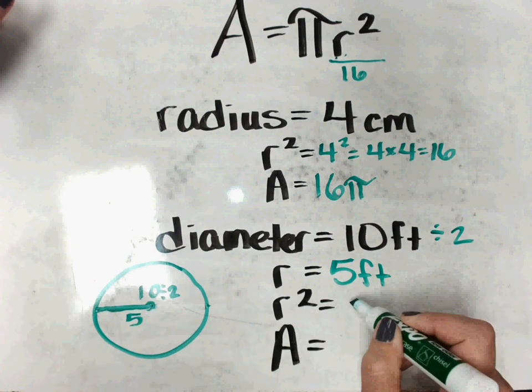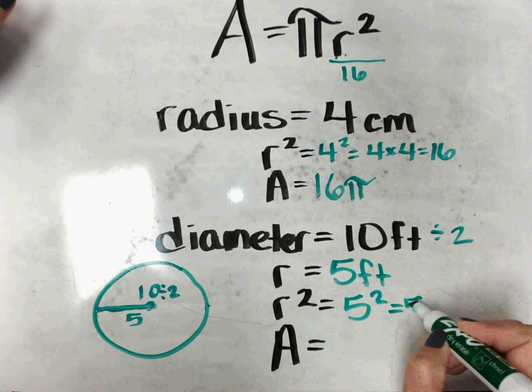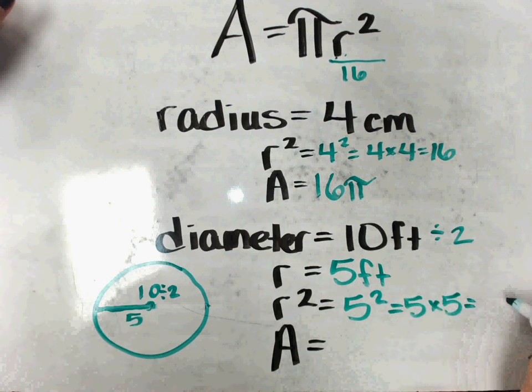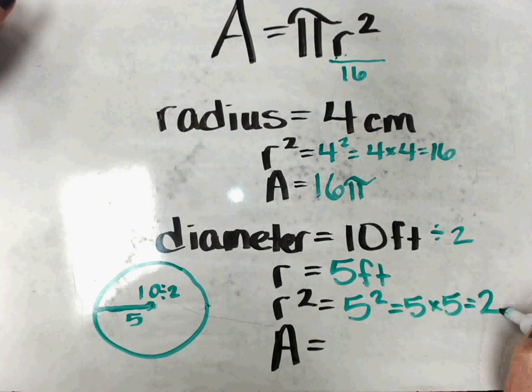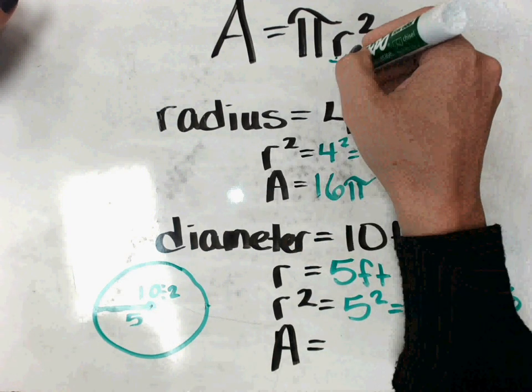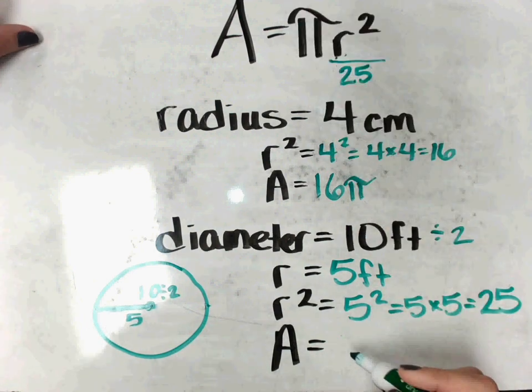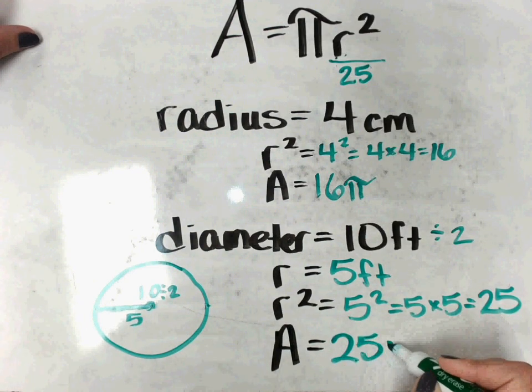Now we want our radius squared. Well, our radius is 5, so that would be 5 squared, which is 5 times 5, which is 25. And now we plug that in to our formula. R squared, we just figured out, was 25. We take that times pi, so it would be 25 pi.